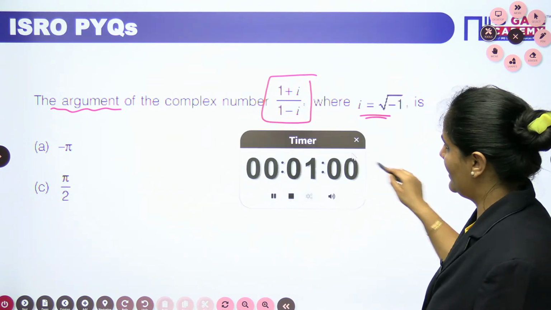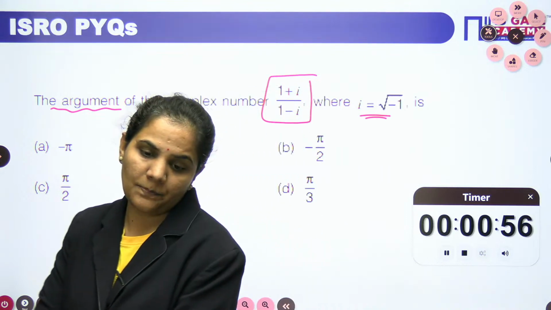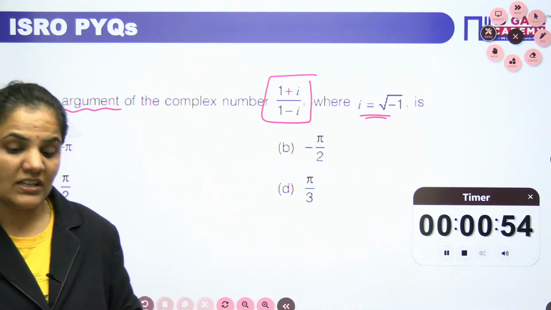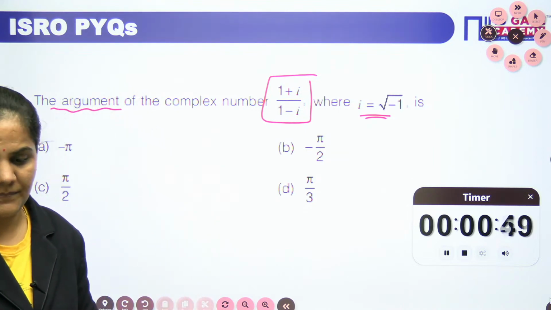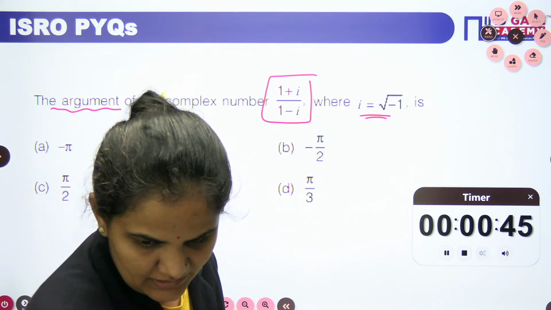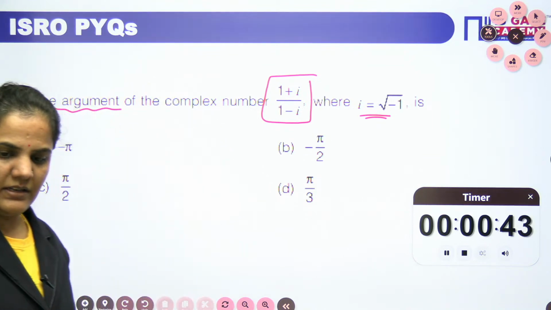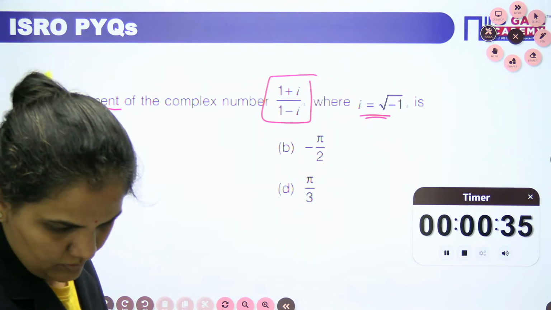Within 1 minute we can approach the question, but we need to convert. This is not a standard form. We need to convert the given question into a standard form, then only we can approach the question. We should know about this one. We cannot approach the question directly without converting to the standard form. So a very simple question is waiting for you.